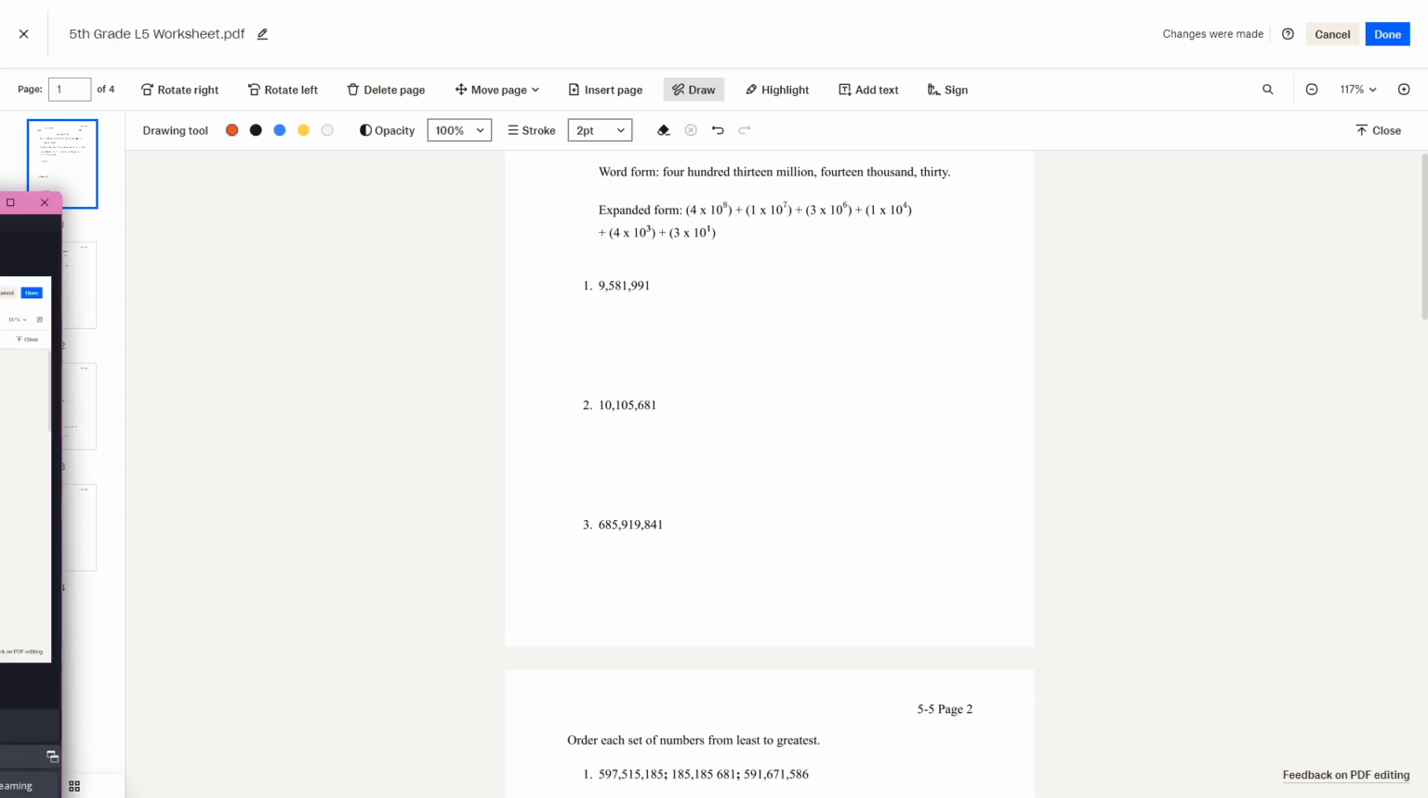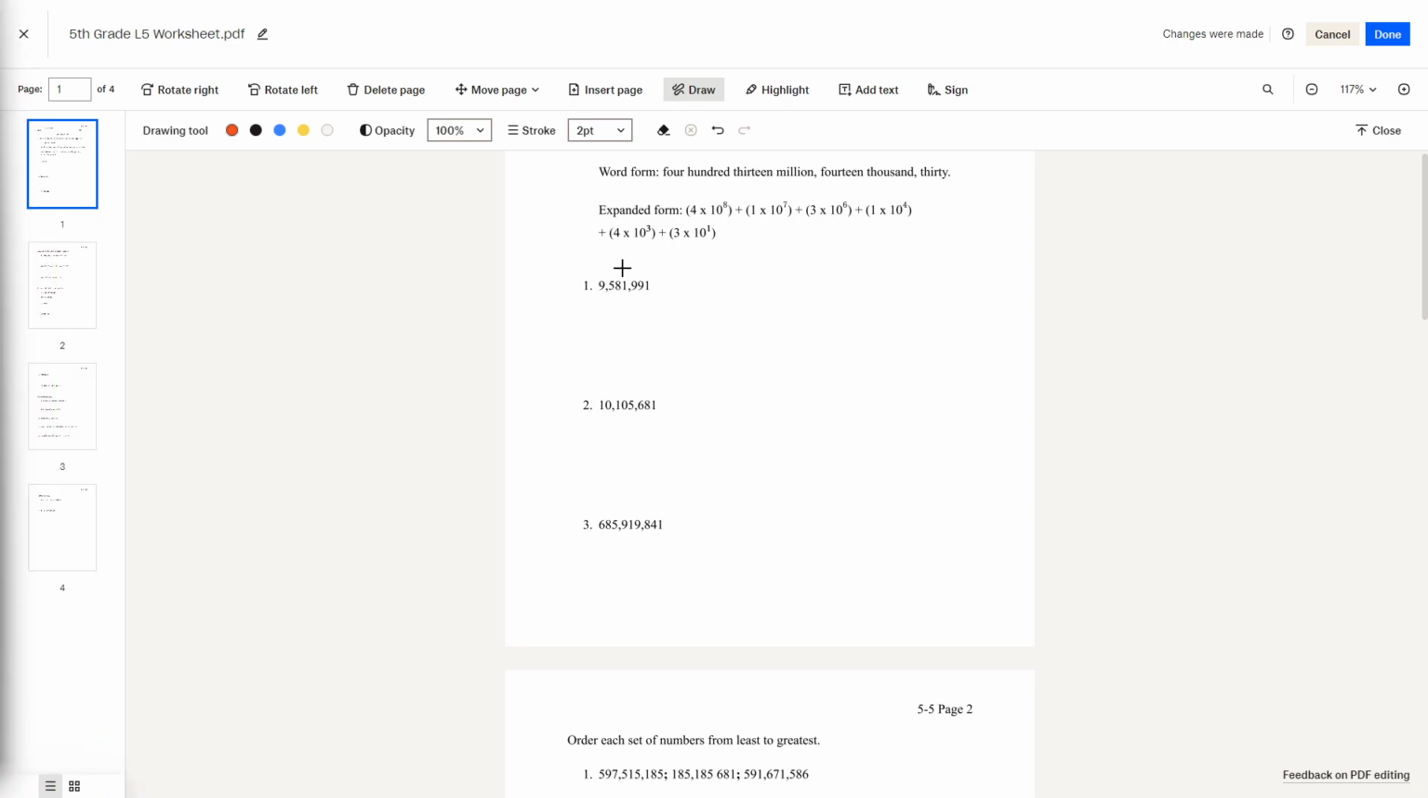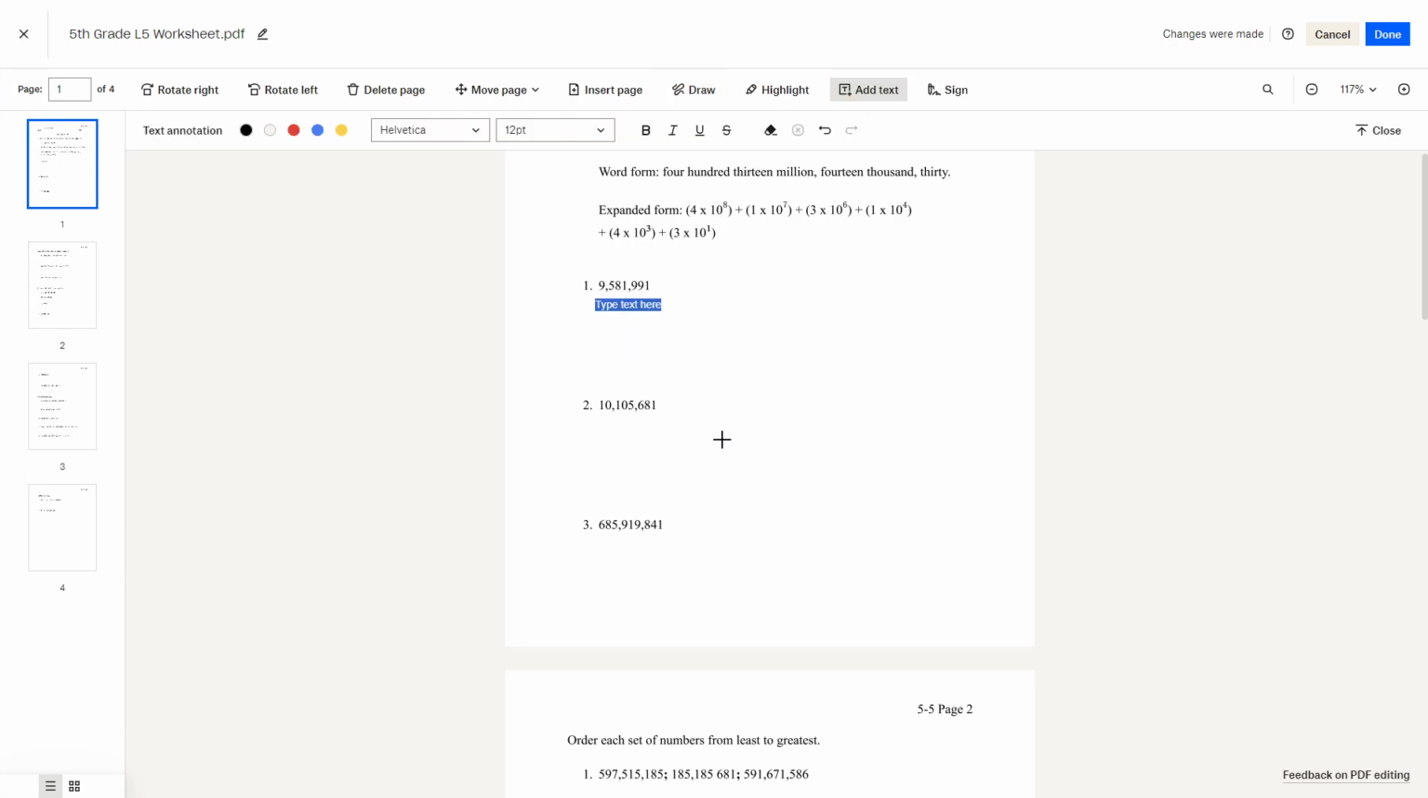So, question number 1 we have here. To figure out the word form, it's quite simple. All you need to do is read the number out loud. You can see that this one is 9,581,999, or 991.